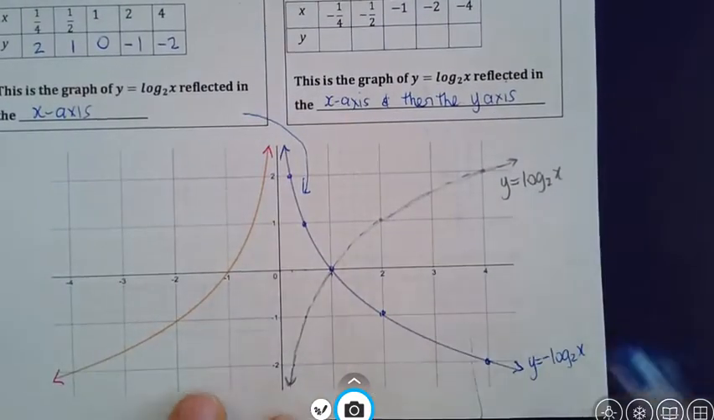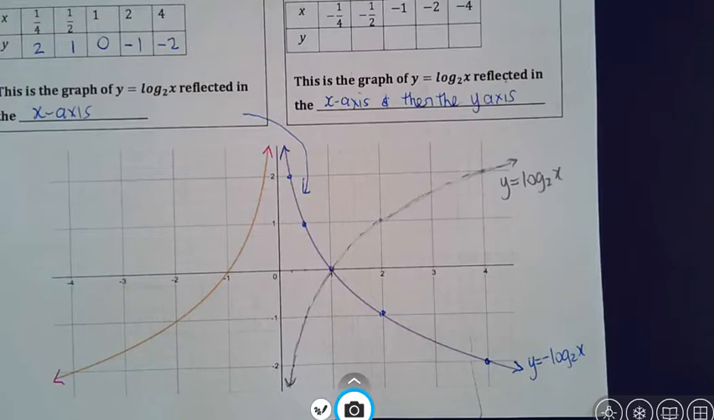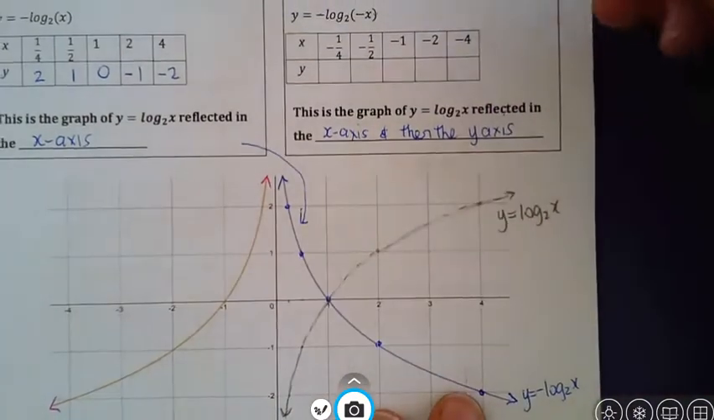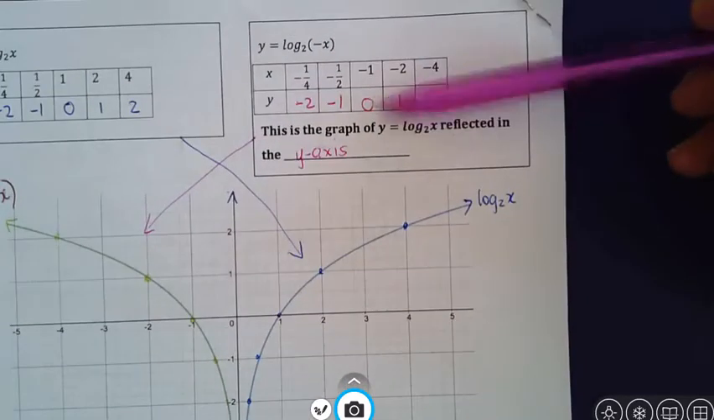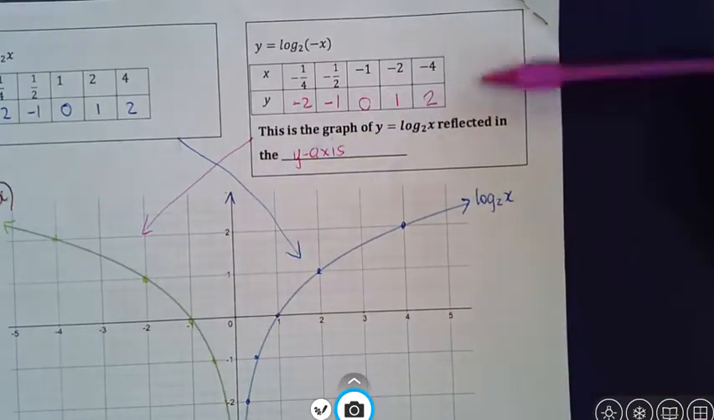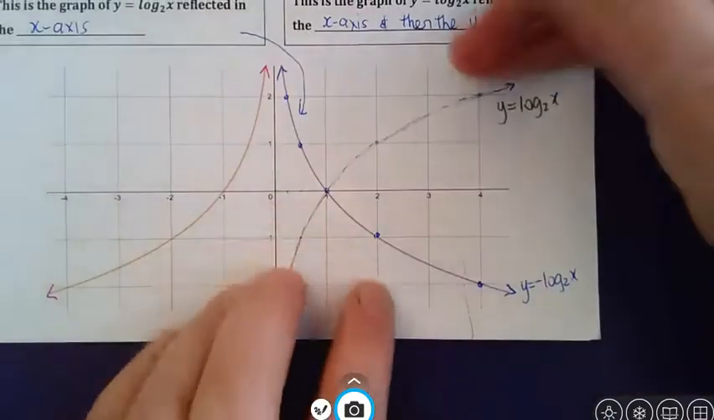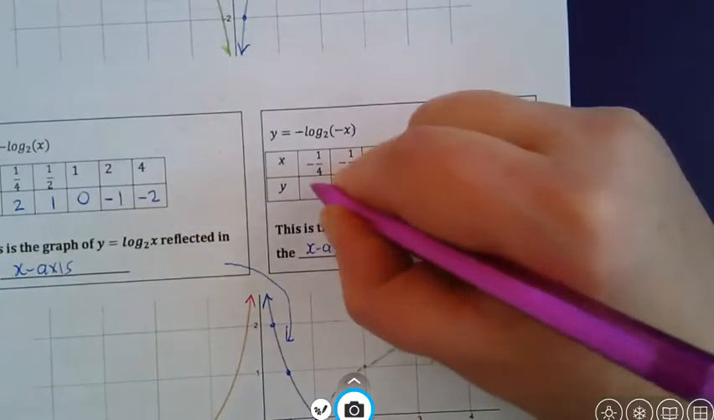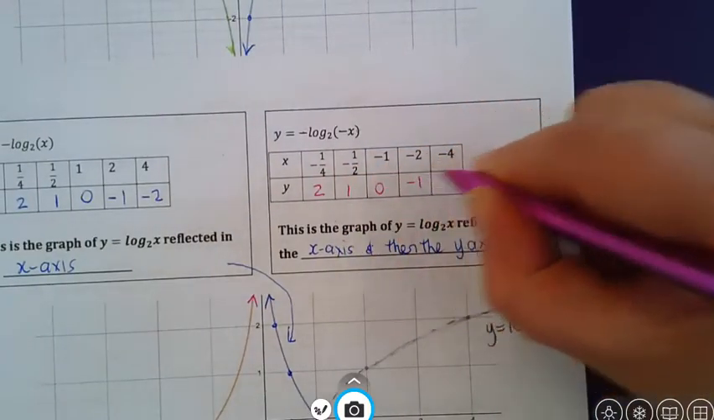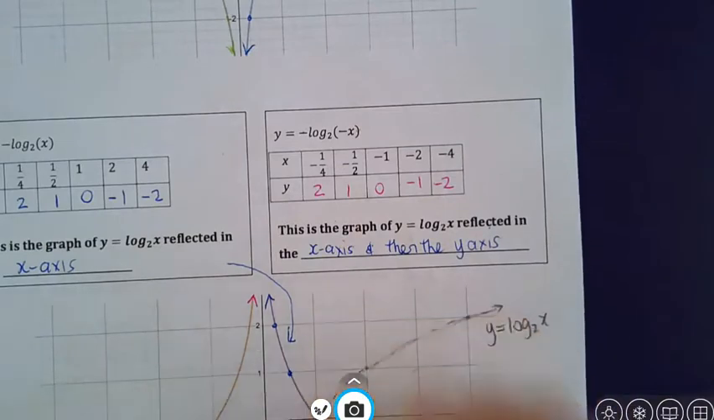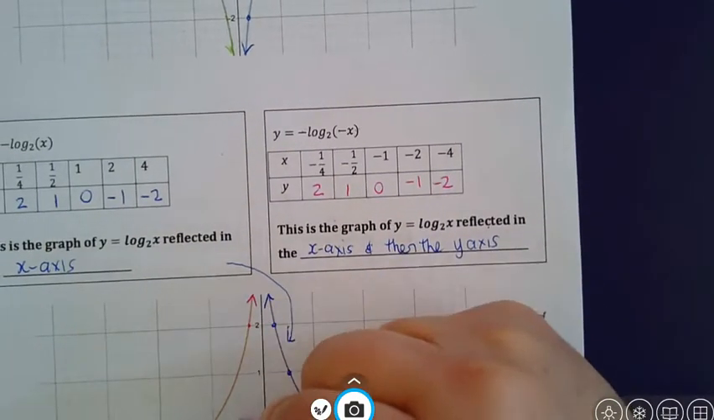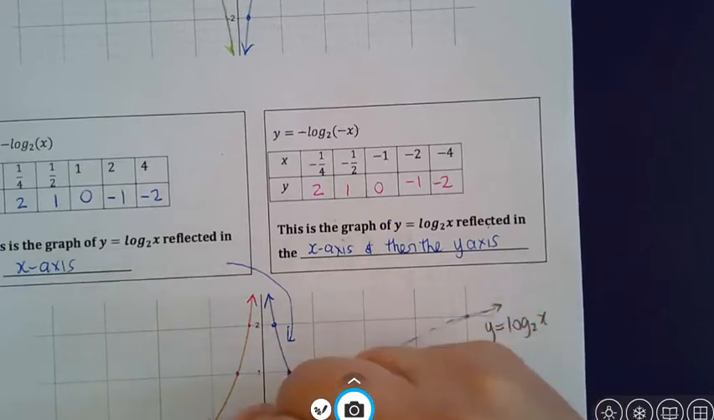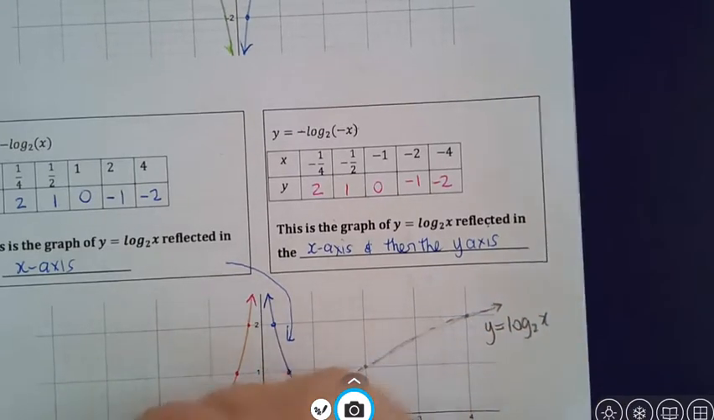Okay, so you can put those points into your table of values. So I'd compare it to the one above it. Whatever you've got in the graph above it here, you're going to put a negative in front of those answers. Okay, so you've got 2, 1, 0, negative 1 and negative 2. And you can have a look there. So negative a quarter is 2, negative a half is 1, negative 1, 0, and so on.